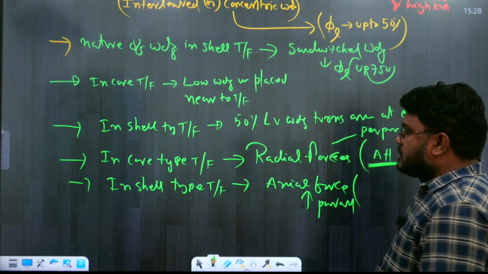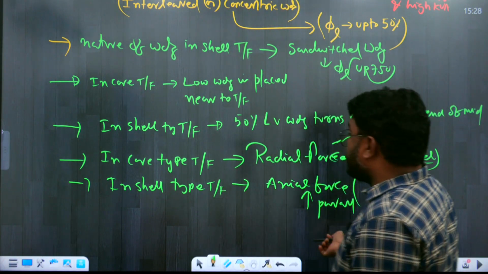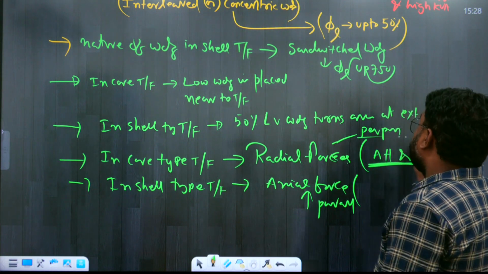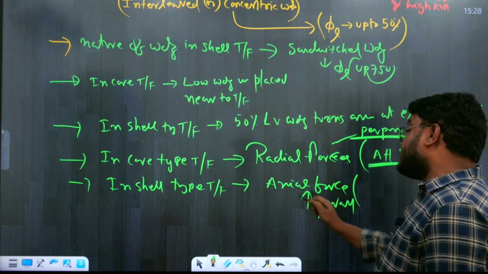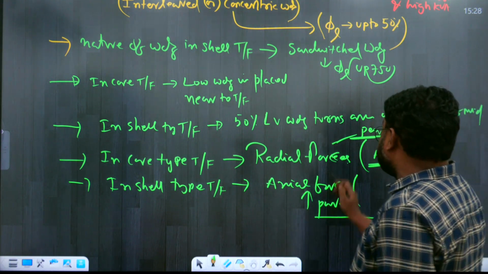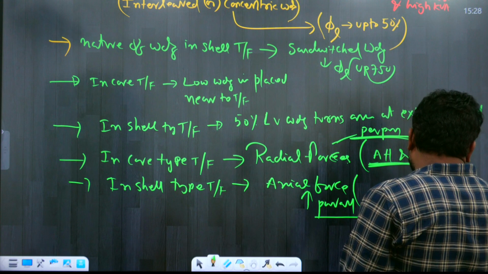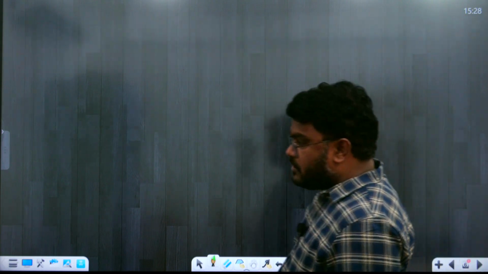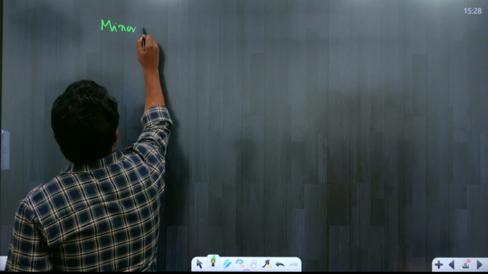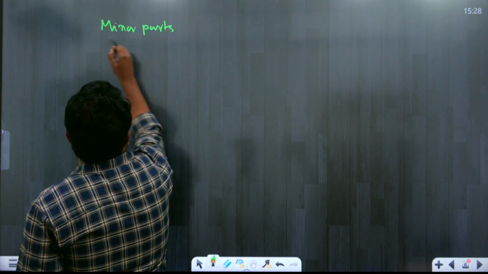Okay, so in shell type transformer, the forces are axial forces, and in core type transformer, they are radial forces. Radial forces means perpendicular forces, and axial forces are the parallel forces acting towards the limb, and they are attractive or repulsive forces. Next, let us talk about the minor parts, and what are the questions from the minor parts of the transformer.